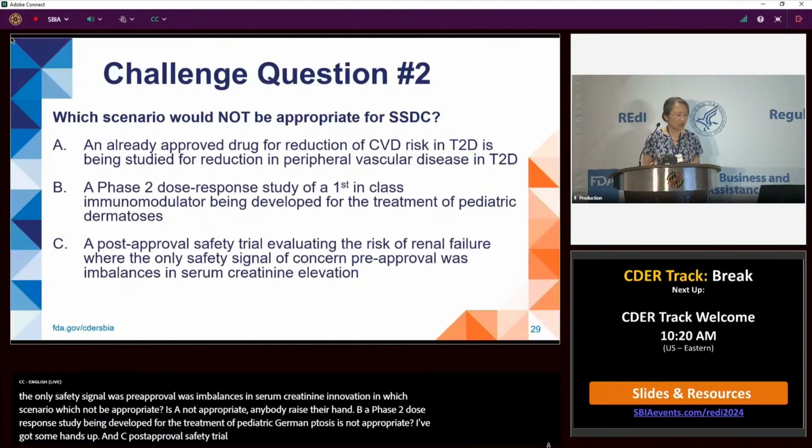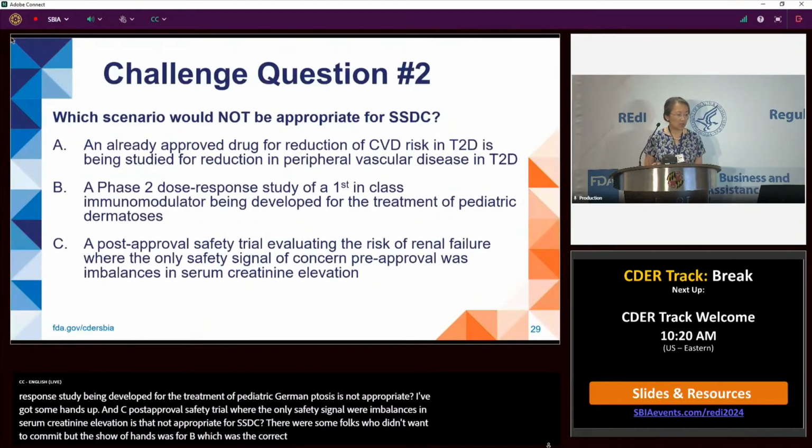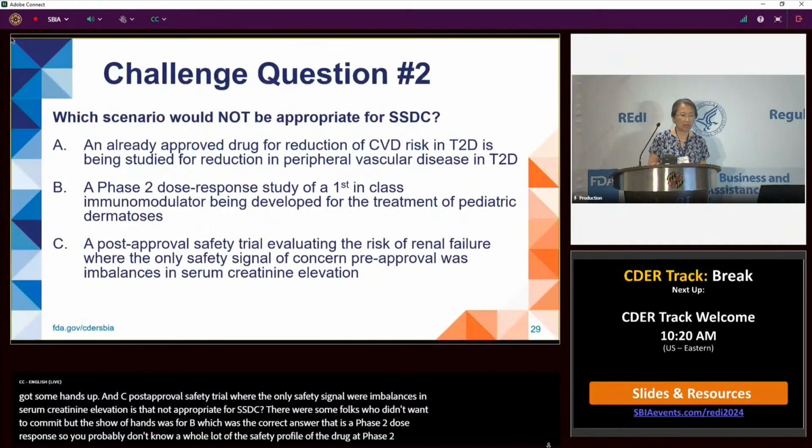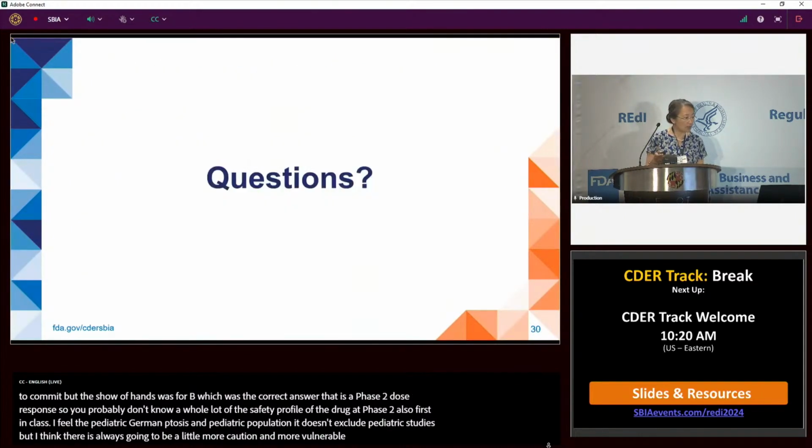It's a phase 2 dose response study of a first-in-class immunomodulator, so you probably don't know a whole lot about the safety profile of the drug at the phase 2 stage, also first-in-class. I threw in there the pediatric dermatosis, the pediatric population. The guideline doesn't actually exclude pediatric studies, but I think there's probably always going to be a little bit more caution in a more vulnerable patient population. So with that, I am happy to entertain any questions.